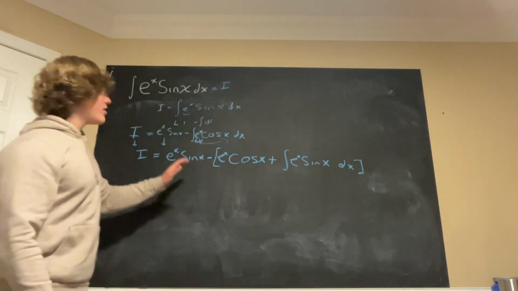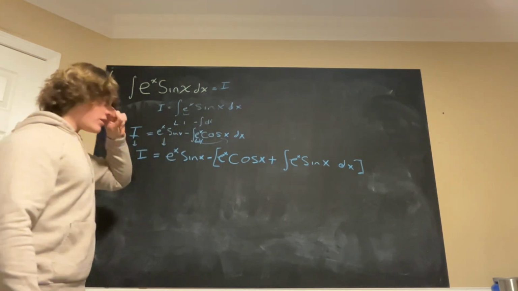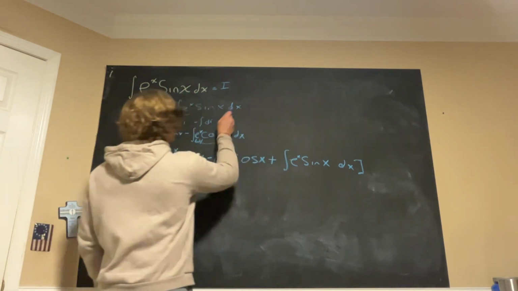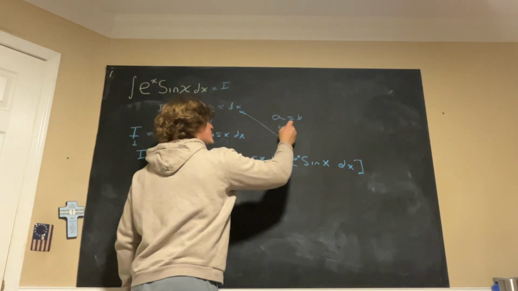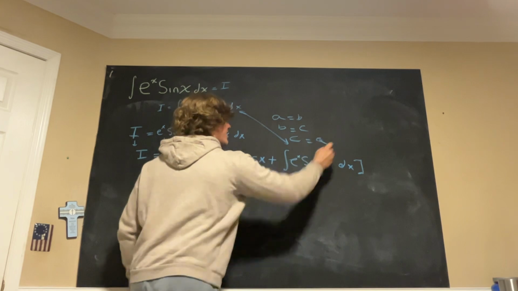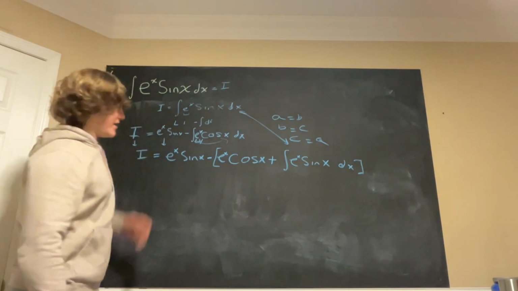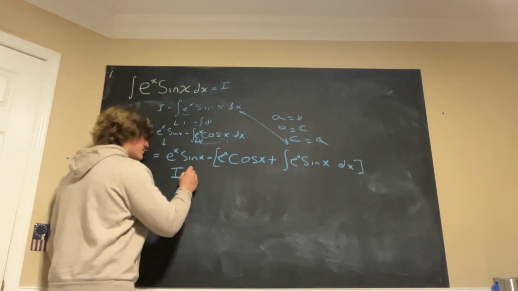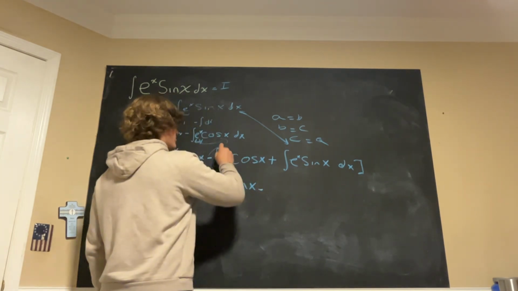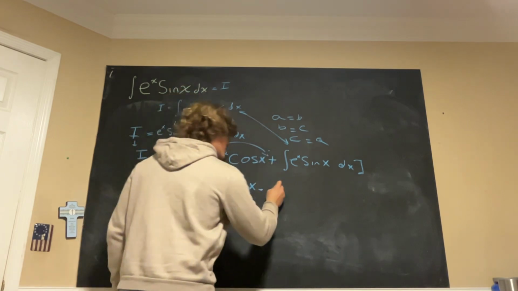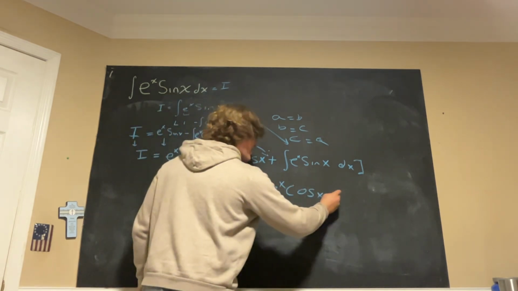Now, if you remember, our I is equal to e to the x times sine of x in this integral. So that means that this term right here, these two are just the same thing. So if A equals B and B equals C, that means that C equals A by the transitive property, I believe. So that means that this is also just equal to I. So we have I is equal to e to the x times sine of x minus, we have to distribute this negative, minus e to the x cosine x, then minus I.